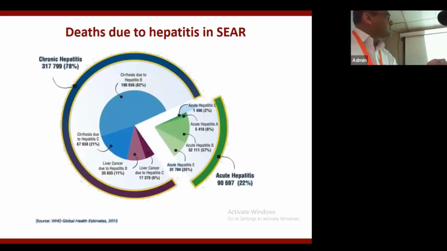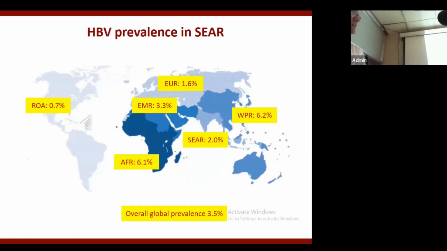In the Southeast Asia region, you can see most of the burden, 62, is chronic hepatitis B, C. It's more of a number, you need not think about it. This is an important number which you should remember: what is the prevalence of hepatitis B in the Southeast Asia region. In India, which is a part of the Southeast Asia region, it is 2%. These are the African region, European region, Western Pacific region, and the other WHO regions. So in the Southeast Asia region, it is 2%. In India, it's something around 3%.